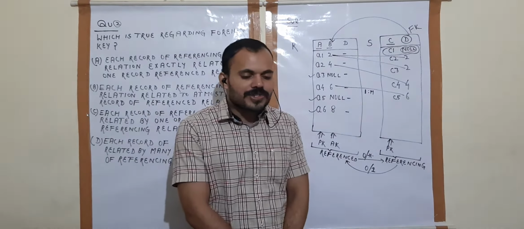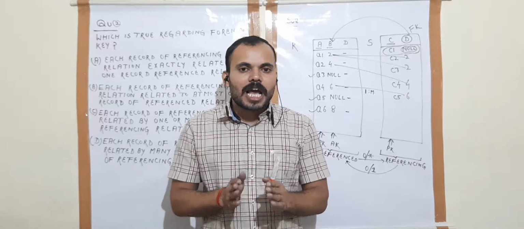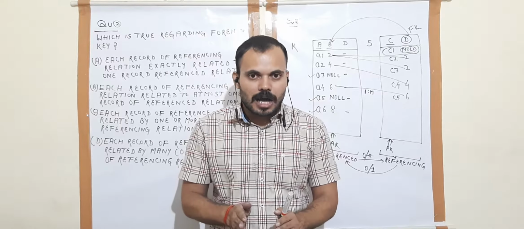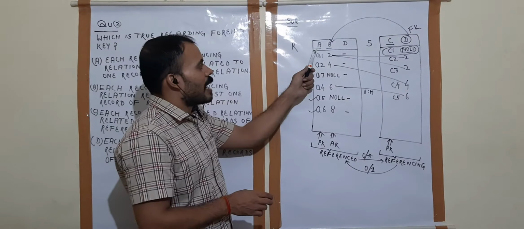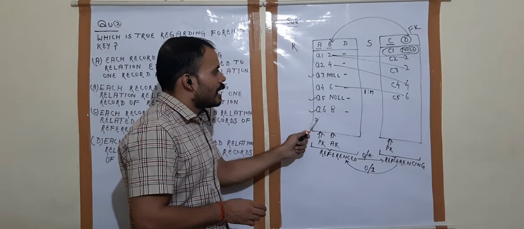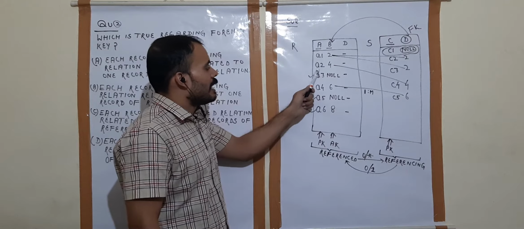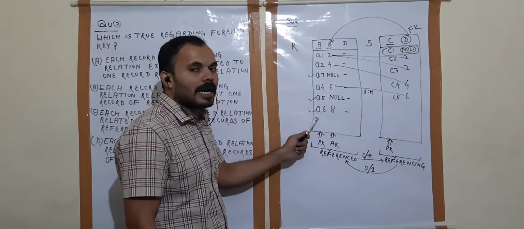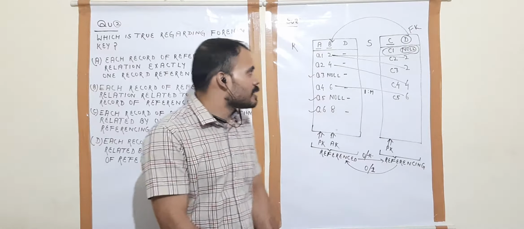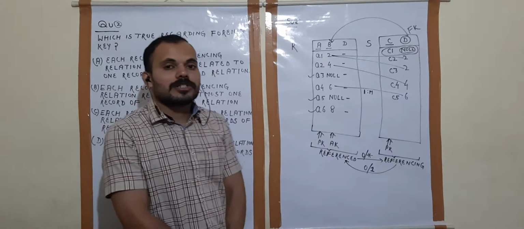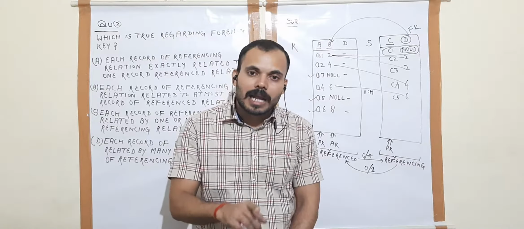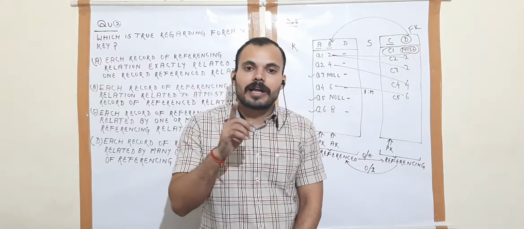Understood? And now see here, we have studied earlier that in the primary key null values are not allowed. So here A is the primary key, and in A null values are not allowed. In A the values are A1, A2, A3, A4, A5 and A6. So there are no nulls in the primary key A. But we have studied earlier that in the alternative key null values are allowed.